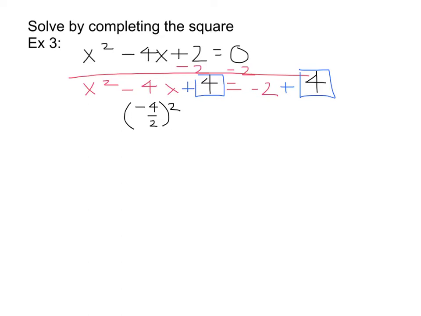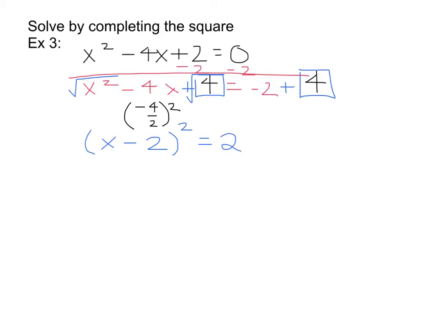Now, x squared minus 4x plus 4 is a perfect square trinomial. So I take the square root of the first term, I get x, take the square root of the last term, and I get 2. Bring down the minus sign in the middle, put parentheses around it, and square it. And then negative 2 plus 4 gives me positive 2.